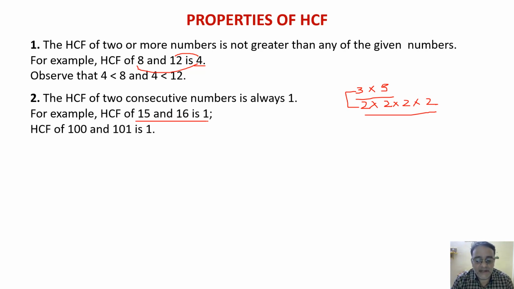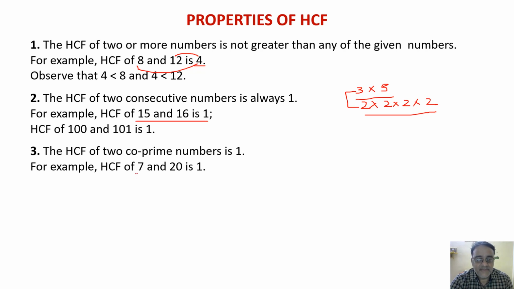Now the third property, HCF of two co-prime numbers is 1. That we have already seen. Suppose 7 and 20. The HCF is 1. You can take an example of 4 and 9 also. 4 and 9 are composite numbers, but they don't have any common prime factors. So the HCF of 4 and 9 is 1.